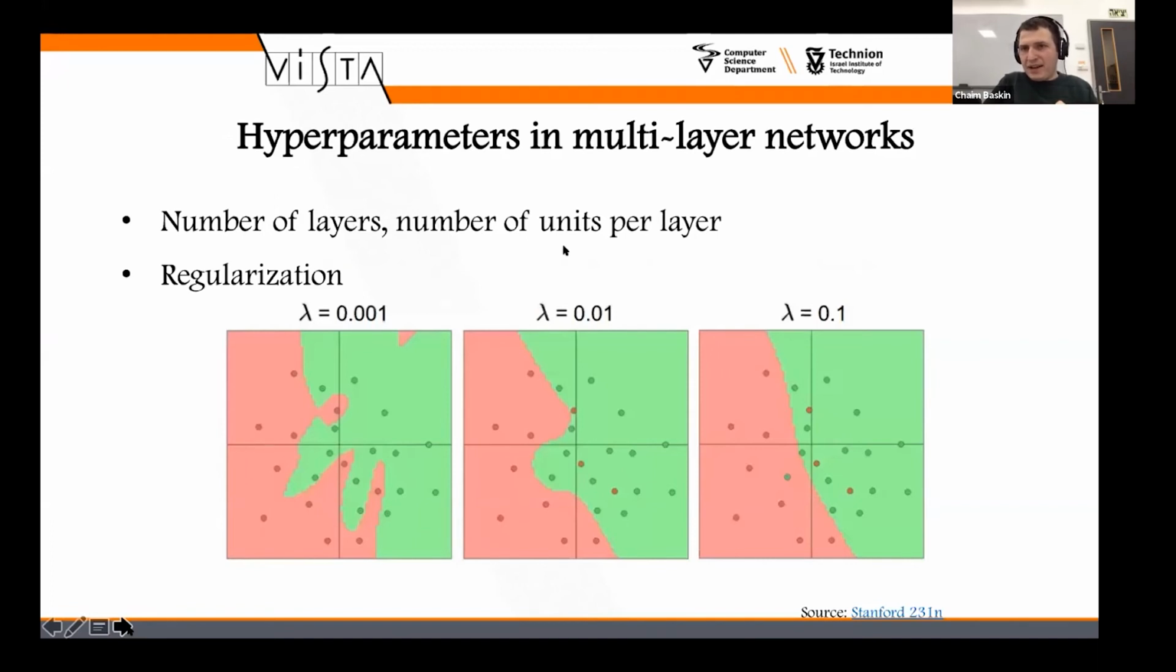Besides the number of layers, which is our hyperparameter, we can also control our regularization. I talked about regularization; it actually regularizes our parameters. This is a heavy regularization, and this is a very small regularization. As you can see, when you add more and more regularization, you get simpler hyperlines. Your hyperline is more and more linear, and a linear hyperline is very easy to distinguish between two classes.